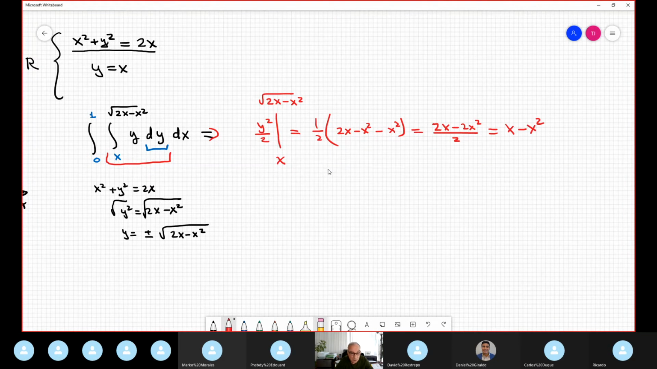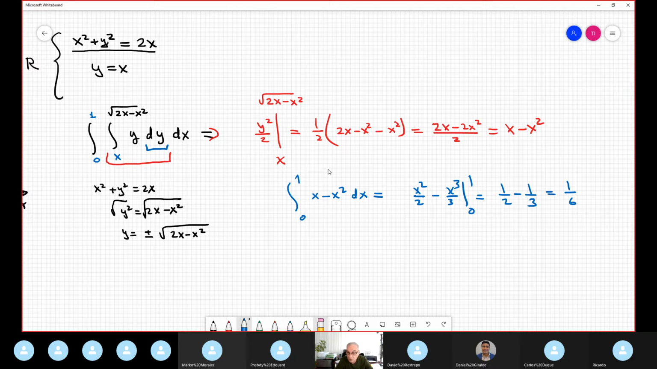And this is the crucial moment in which I do the second piece of the integral, from 0 to 1 of x minus x squared dx. The antiderivative of this guy is x squared over 2. The antiderivative of this guy is x cubed over 3. Evaluate between 0 and 1. This is 1/2 minus 1/3, and the other evaluation is 0. Entonces 0 is nothing. The answer is 1/6. Done. End of the story. I finish.